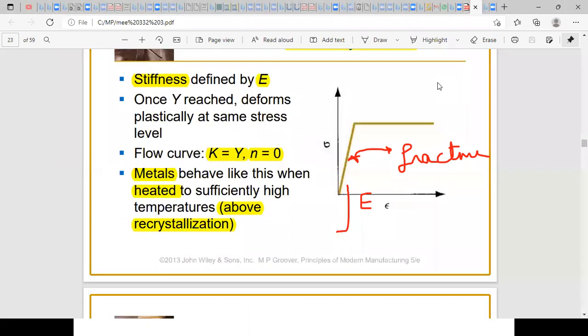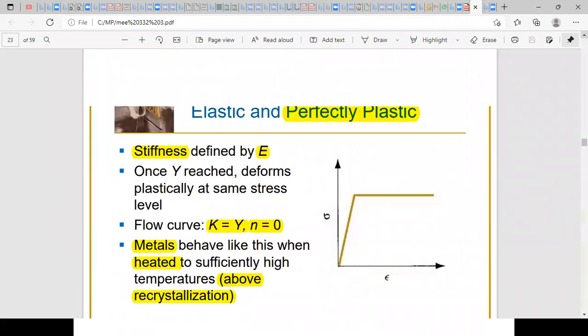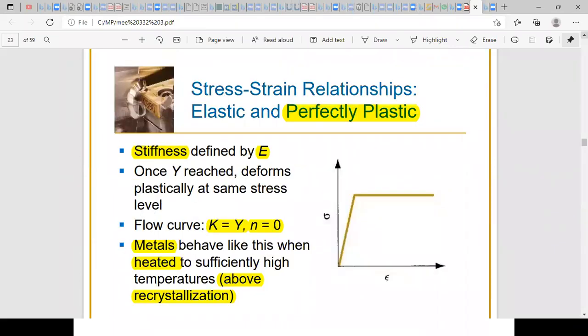Now, the second type of material is called perfectly plastic. And we'll see together that this behavior is particularly observed at high temperatures. We said before that the temperature will widely affect the behavior of the material, and we'll see this through the comparison of the behavior of the same material at different temperatures.